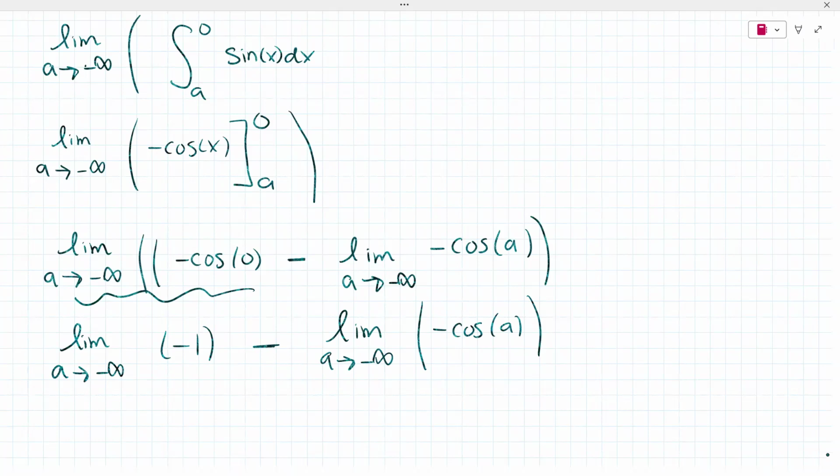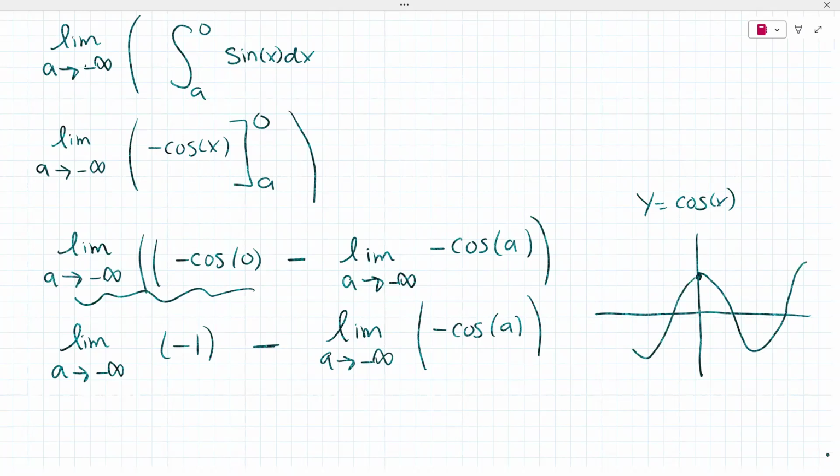If you're curious, before we figure out this part, let's review what a cosine graph looks like. The y equals cosine of x looks like this. It starts at the max, like this, and then goes down like that. So this is a typical cosine of x graph.